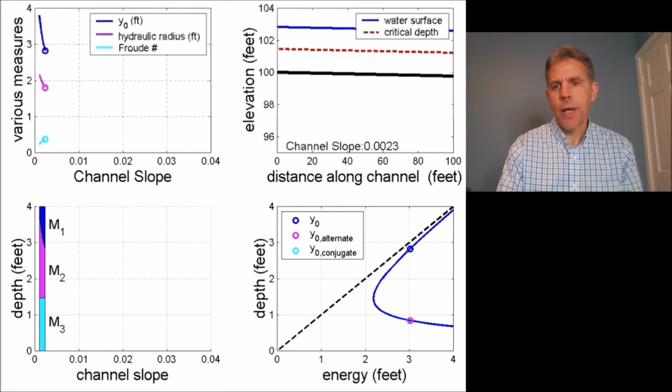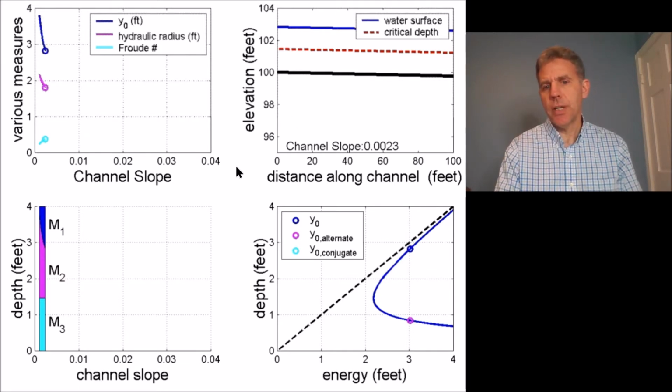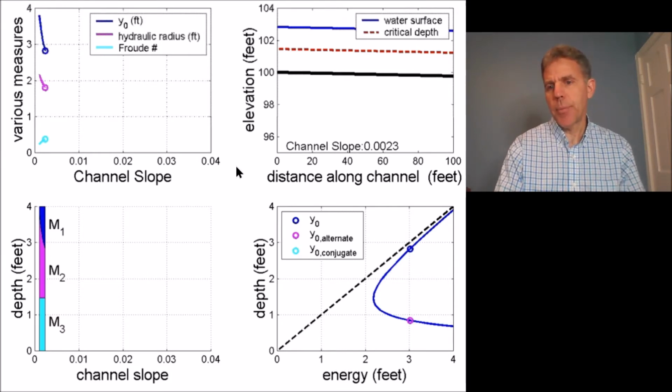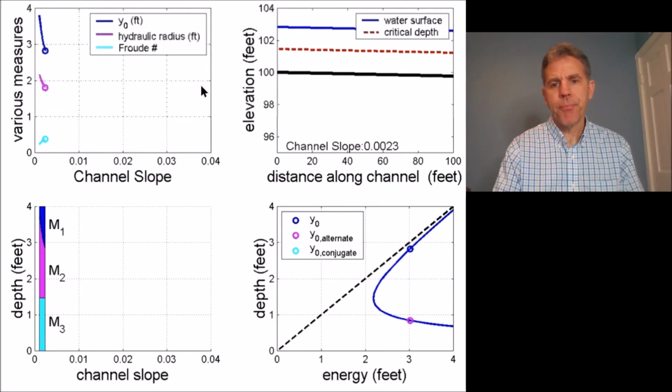In the upper right part of the figure, you see the channel itself. The bottom of the channel is in black, the red dashed line is critical depth, and the blue line is normal depth. So we can see that as the animation is in its early stages, normal depth is much greater than critical depth. We're at subcritical flow.